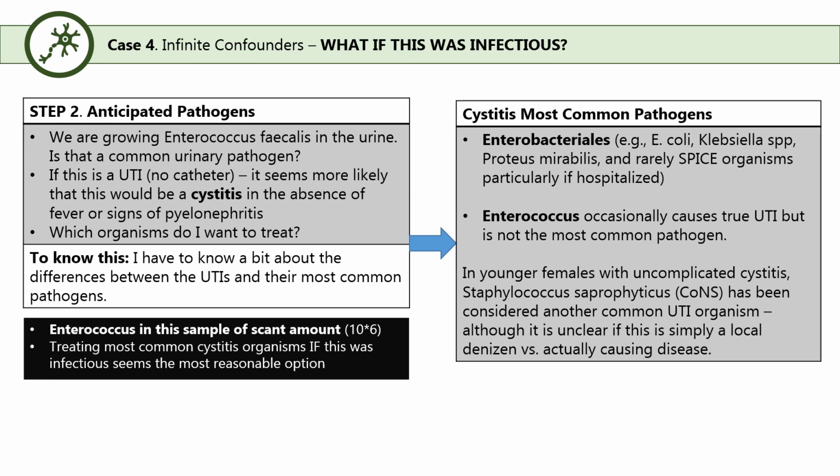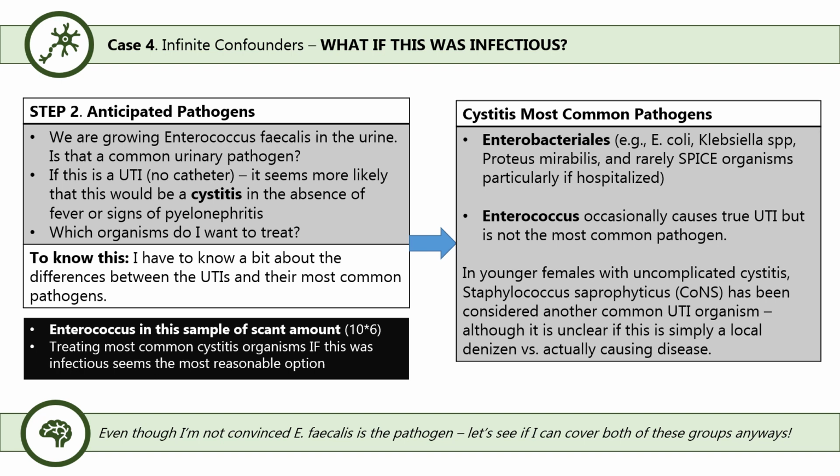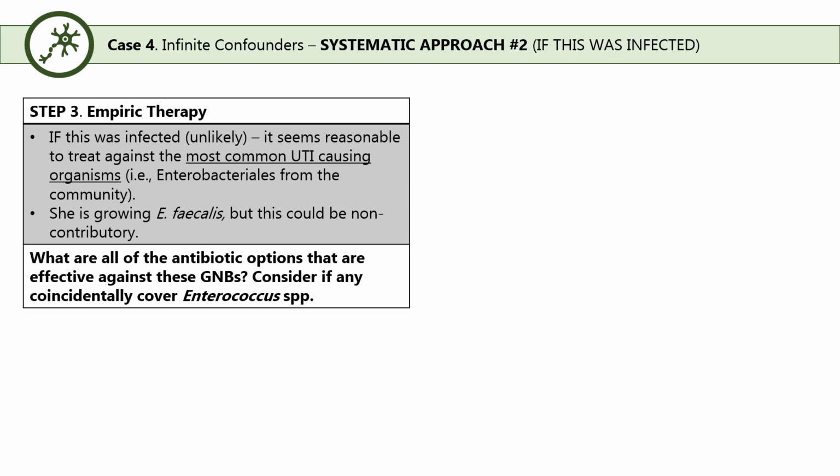Although we don't think Enterococcus is likely the primary pathogen if this was infectious, let's see if we can't kill it anyway, along with the other gram-negative bacilli. Let's think of our antibiotic options which would kill our most likely pathogen groups, Enterobacterales plus or minus Enterococcus. Pause to practice this list yourself. Luckily in Module 2, we've memorized our antibiotic spectra so that we can list them out by mnemonics systematically.